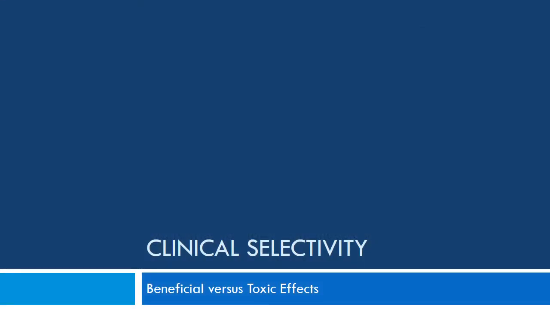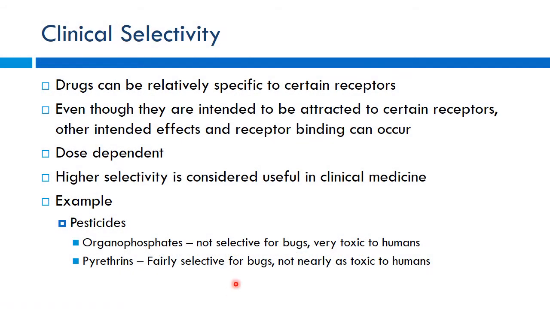All right, so looking at clinical selectivity, a drug could be affecting possibly just one receptor, which would be very selective, or it could be non-selective, affecting lots of different receptors. It's going to be important when we're discussing the beneficial versus toxic effects of these medications. So again, drugs can be relatively specific for certain receptors. We mentioned beta blockers. They're affecting beta 1 and beta 2 receptors, right? You can have some that are even more selective, some that are only going to be beta 1 selective. And we'll call those out as we come to them.